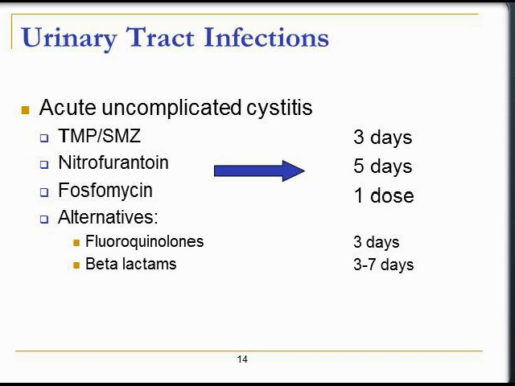We're going to start then with uncomplicated cystitis. So this is the most simple case of a UTI. The recommended drugs for this are trimethoprim sulfa, nitrofurantoin, or fosfomycin. And the treatment duration depends on which agent you choose. So if you choose trimethoprim sulfa, you're going to treat for 3 days, nitrofurantoin for 5, and fosfomycin for just 1 dose.